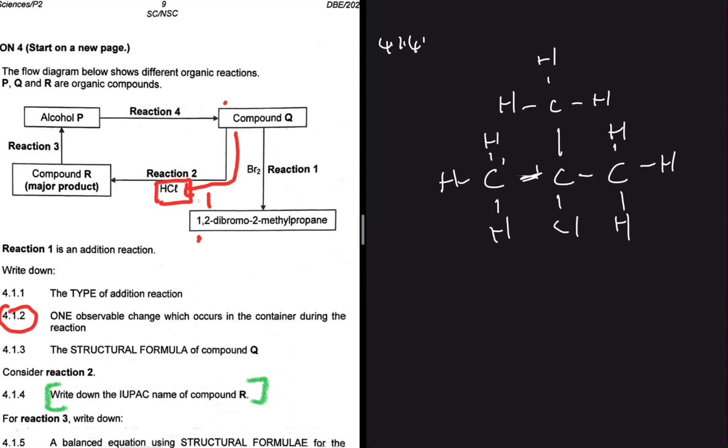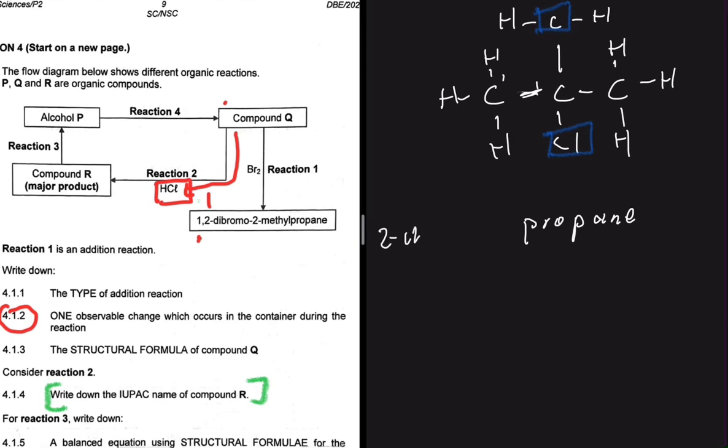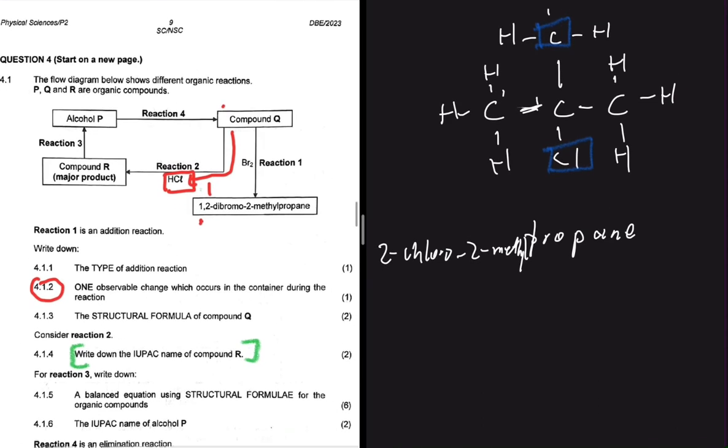So we know fully well that it is propane. We know fully well that it's going to be propane. And then on the second carbon, we have chloro, and then we also have methyl, right? So we're going to have 2-chloro-2-methyl. Yeah, it started to look messy there, but you can see what is going on. So we have 2-chloro-2-methyl propane, and that is the answer to 4.1.4. That is the IUPAC name of compound R, right?